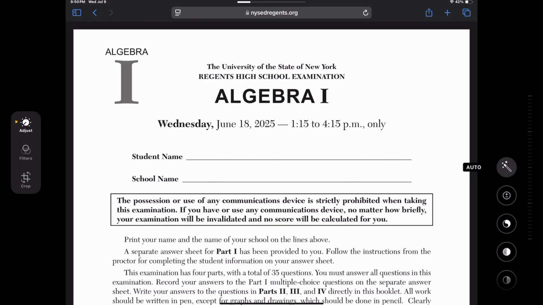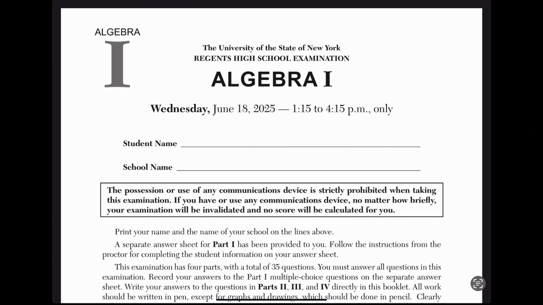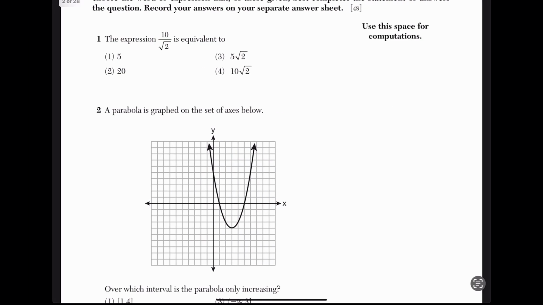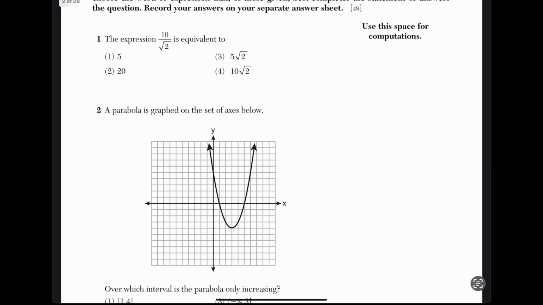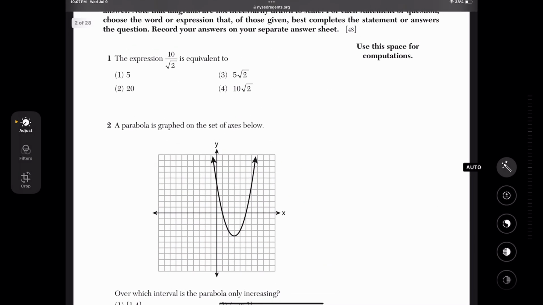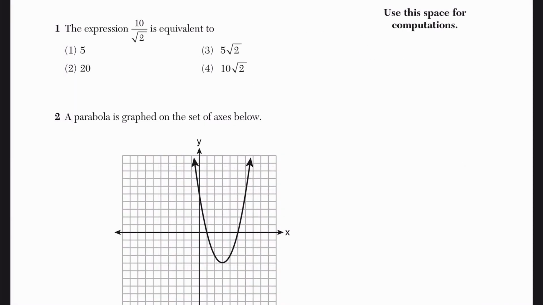Okay, so I took screenshots of the test, so I'll just be flipping through my camera roll and marking it up. There we go. So here's question one. The expression 10 over radical 2 is equivalent to.